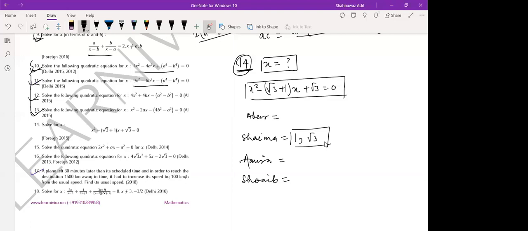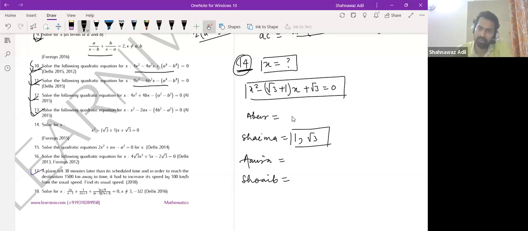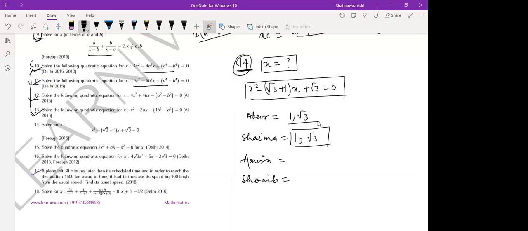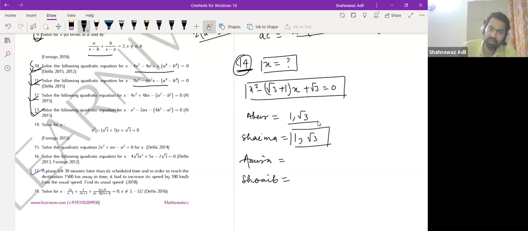Sir, x is 1 and root 3. Yes, sir, same as Simon's. Good. So yeah, we have an agreement on the solution. Good. y is equal to root 1 and root 3. So we are solving for x, not for y.